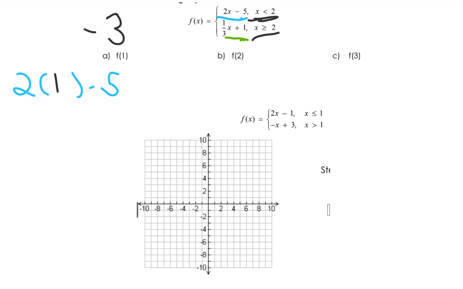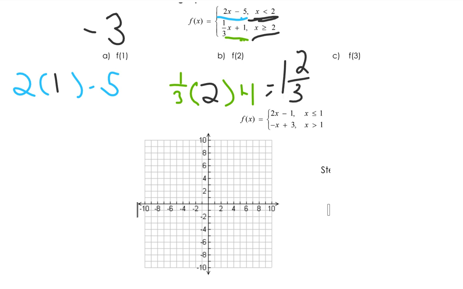I'll do the same thing here for b. My value is 2. So if I look at this, 2 is greater than or equal to 2, so I'm going to use the bottom function. So I will have 1/3 times 2 plus 1, which is going to give me an answer of 1 2/3.